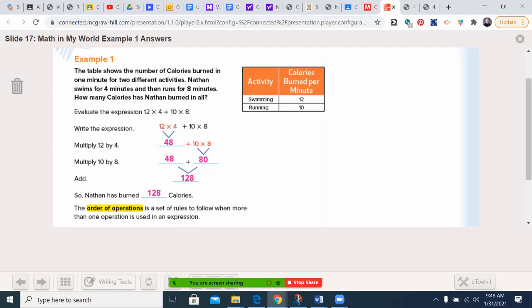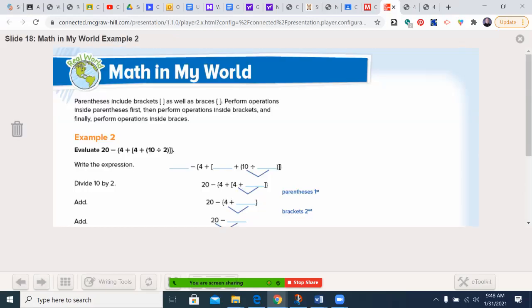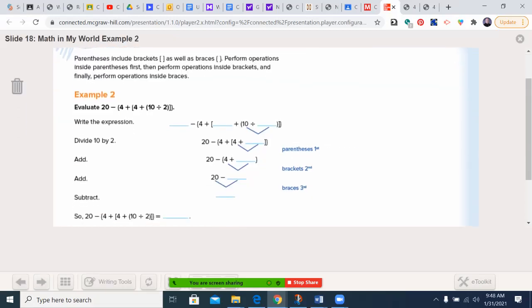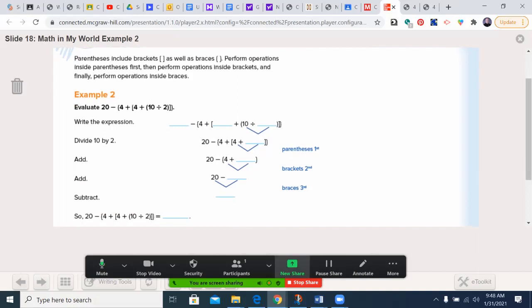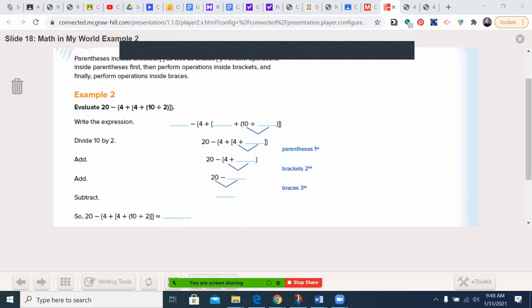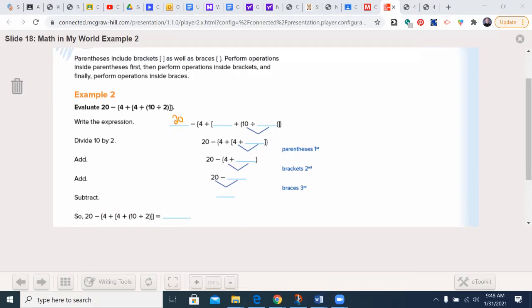All right, let's go ahead and move on to the next slide. Example nine. And you can see that we have the braces and brackets. And I think for today, a lot of what they'll do is kind of give you tips on when to use them. So write the expression, and that's really just taking what was there. 20 minus, we can probably get a 4, a 10, and a 2. Parentheses go first, divide 10 by 2 because that's parentheses, and that's a 5.